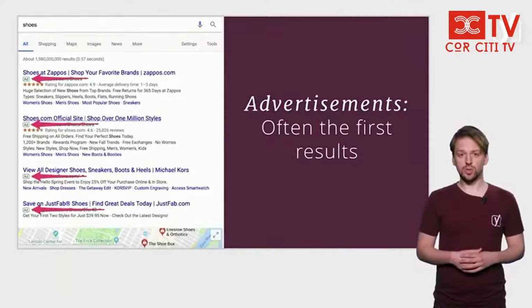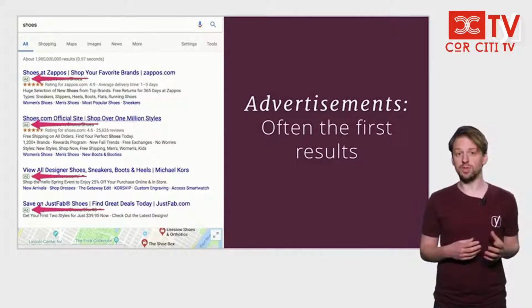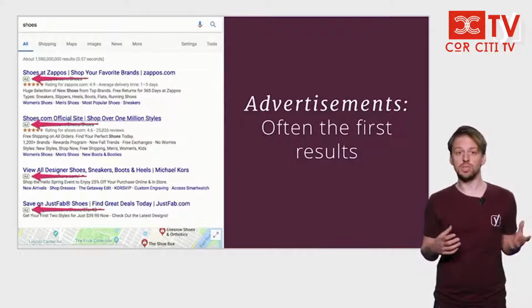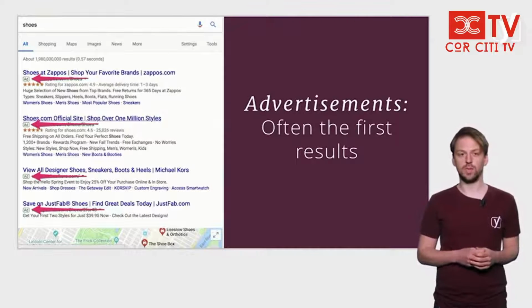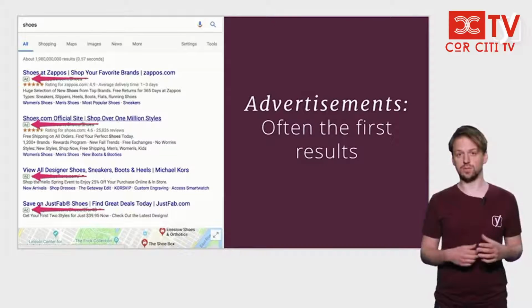The first couple of results are often taken by advertisements. Companies pay Google to show up in these places. Sometimes there are 3 ads and sometimes there are none at all. It all depends on whether companies are willing to pony up the sum Google has determined for that keyword. The cost of advertising is related to the popularity of the search term.